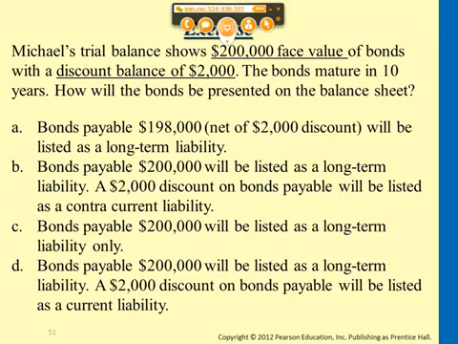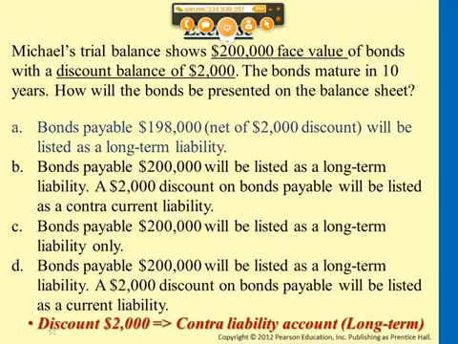Now, bonds payable, $200,000 will be listed as a long-term liability only. This part for C, it's missing the discount on bonds payable. Okay, D, bonds payable, $200,000 will be listed as long-term, $2,000 will be listed as current. So this part again, the current part, is wrong. Okay, so the answer is A. It will be bonds payable at a net amount, subtracting the $2,000 of discount.